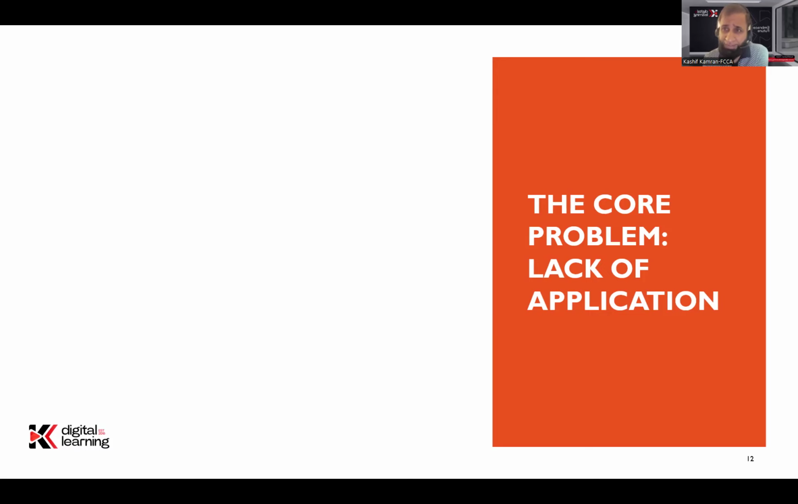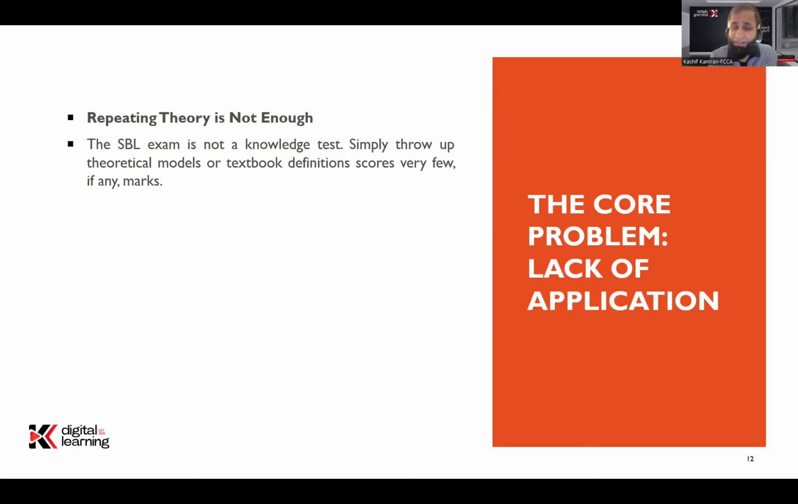Let's see what exactly is the meaning of lack of application as the core problem. Repeating theory is not enough. SBL has lots of theory and models, and students just memorize those models, and they're of no relevance if you're not relating them or connecting them with a case study given to you on the day of exam. The SBL exam is not a knowledge test.